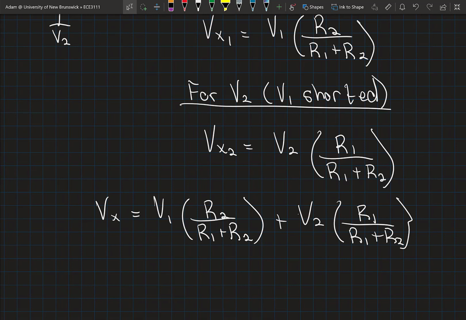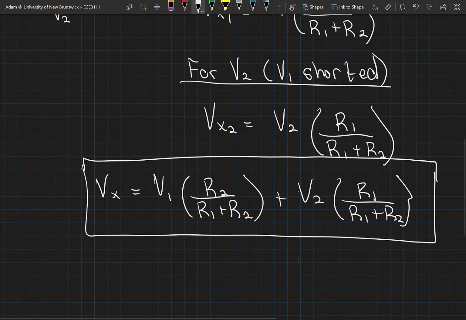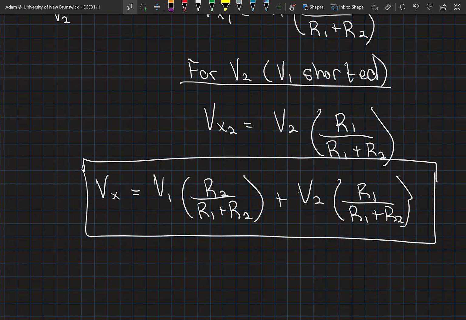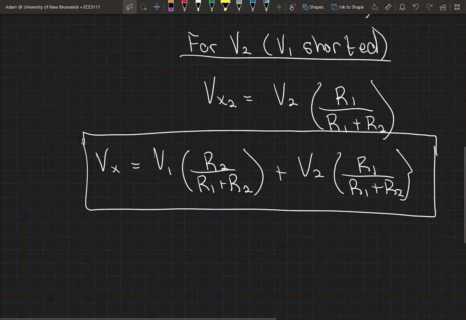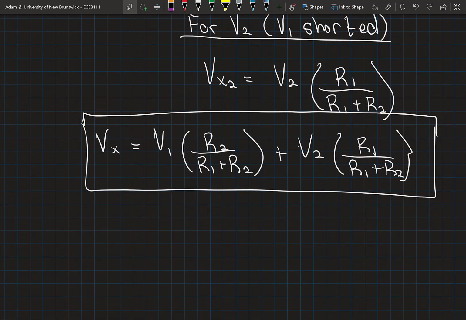Okay, so fairly straightforward to do, but you'll find it quite valuable to simply remember this equation rather than having to apply superposition every time you have a pair of series resistors with voltages at each end and you want to calculate the voltage at that midpoint. That's something that we're going to run into on multiple occasions going forward, and particularly when we're looking at op amps here soon.